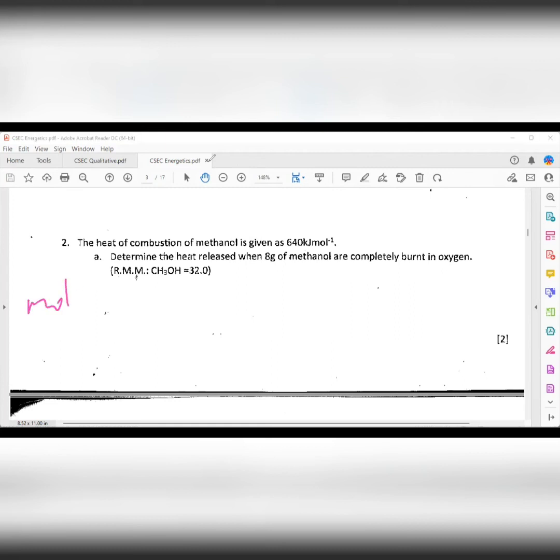Moles is equal to mass divided by molar mass. The mass is 8 grams. The molar mass of methanol is given in the question, 32. So that's 8 divided by 32, which is 0.25 moles. So that's the answer. We have basically converted 8 grams to moles. It's the same thing. 8 grams is equivalent to 0.25 moles.